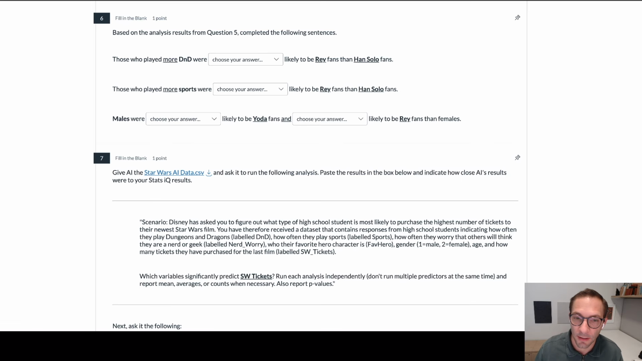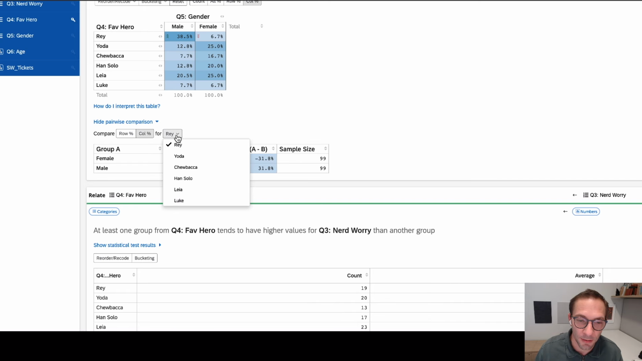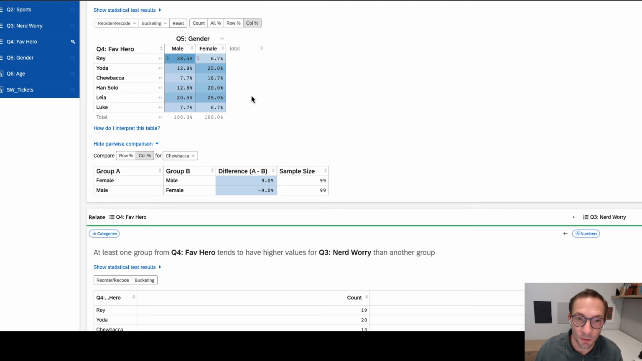But now this pairwise comparison table is going to look pretty different. So this example is asking us if males are more likely to be Yoda fans and if they're more likely to be Rey fans than females. So let me pop over here. Let's try Chewbacca. Okay, I don't see significant arrows here, right? So that's telling me that Chewbacca, this 7.7% of male fans being Chewbacca, did not significantly differ from the percentage of females being Chewbacca.